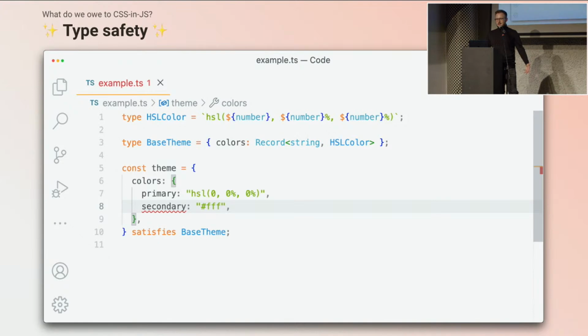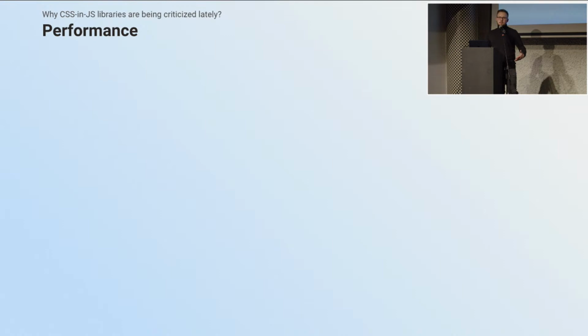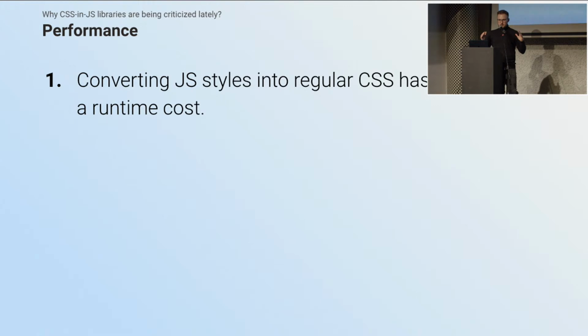So, like I said, there's some controversy about CSS in JS libraries, especially about their performance. This is quite a deep topic, so let's try to make it quick. These are, let's say, facts. Converting JS styles into regular CSS has a runtime cost because it's an operation that happens in runtime. And this is a scary sentence, but the size of that cost, the actual value, would be different from one website to another. So it doesn't mean that using a CSS in JS library will make your website slow. It depends.